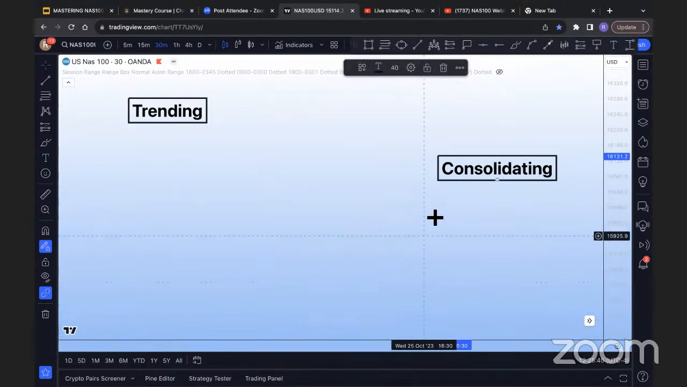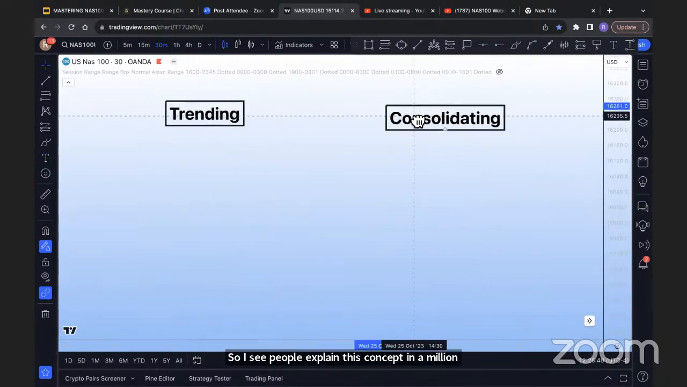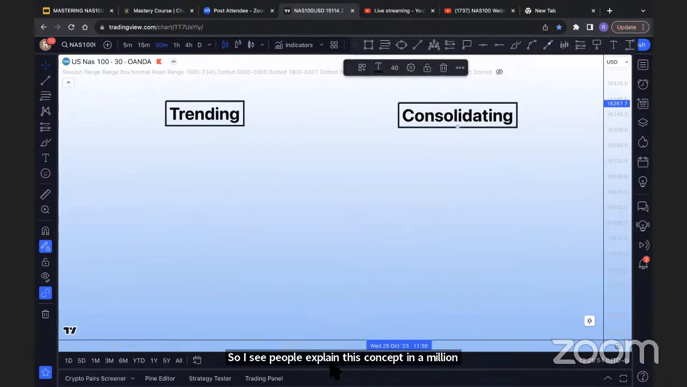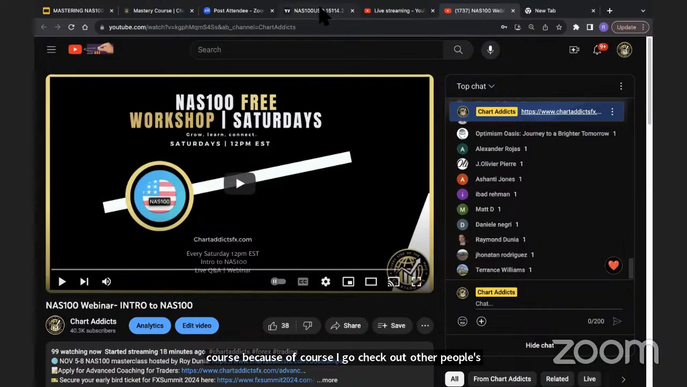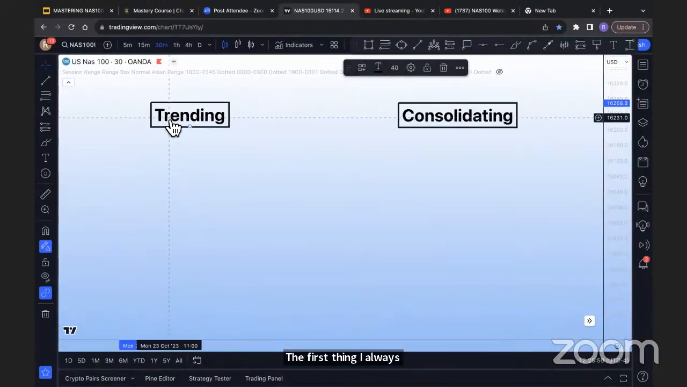So I see people explain this concept in a million different ways. And whenever I go through a trading course, because of course I go and check out other people's content and try to figure out, is there more that I can learn here? The first thing I always realize is this misunderstanding of what technical analysis is for.